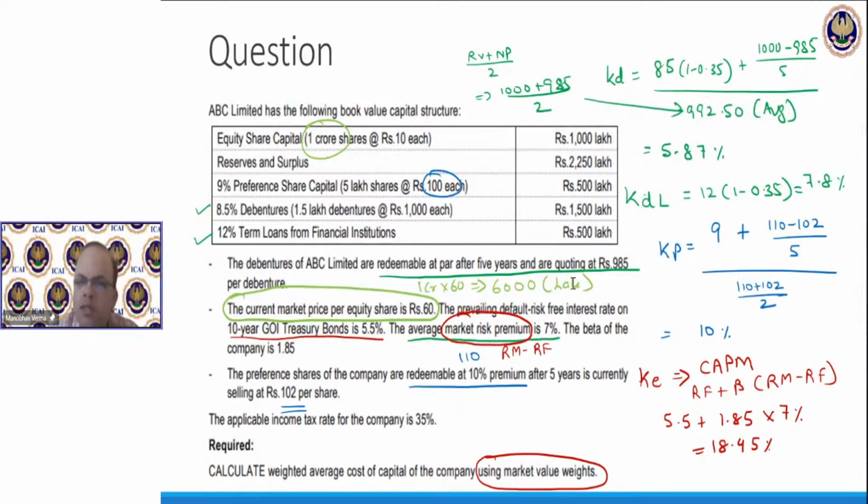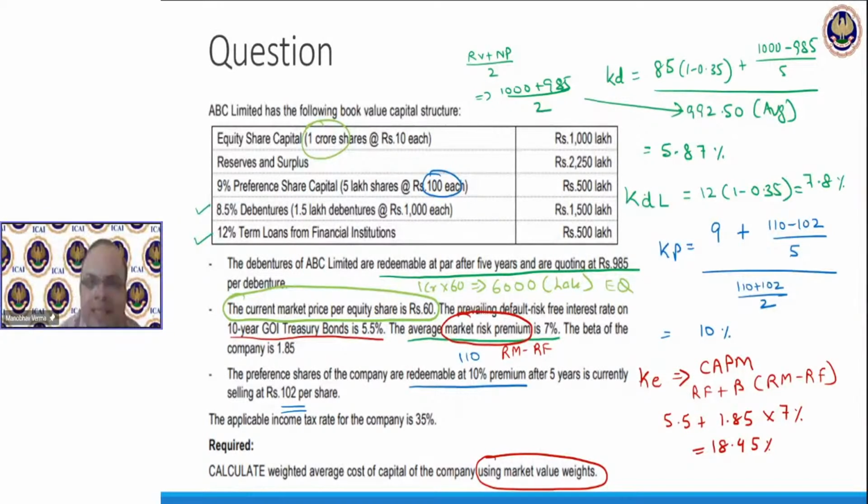You guys agree on this? 6,000 is the equity market value. And mind you, the equity market value is 6,000, very good. But does that include both retained earnings and equity share capital, or is it only talking about equity share capital? That's my question. I already answered that in today's class though.